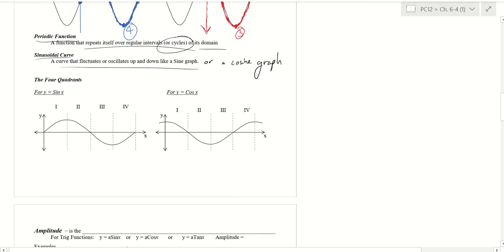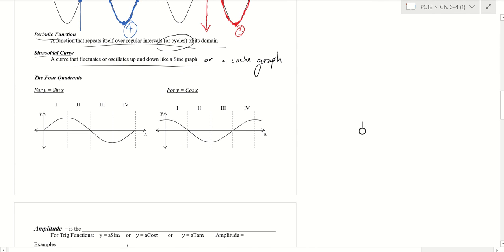Let's look at these 4 quadrants. Actually, let's wait for that for the next video. We'll break this up a bit.